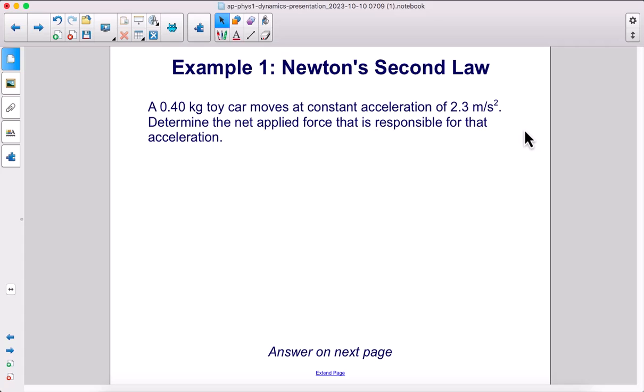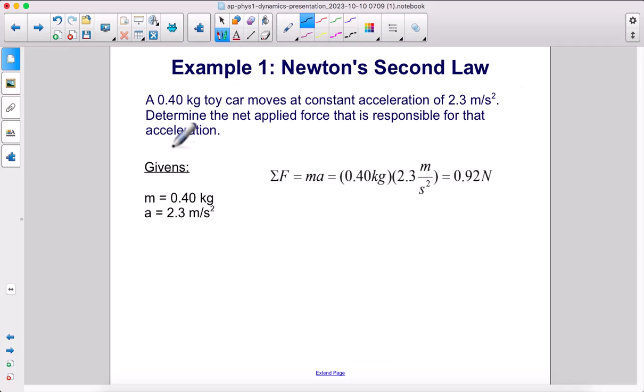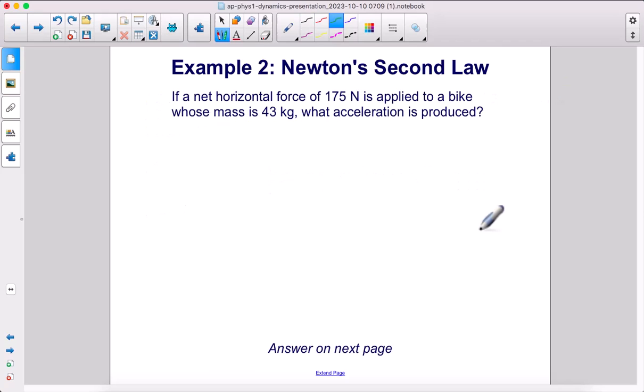A 0.4 kilogram toy car moves at constant acceleration of 2.3 meters per second squared. Determine the net applied force that is responsible for that acceleration. Alright, so first we list our givens over here, then we choose our equation, finally plug in your numbers and get 0.92 newtons.